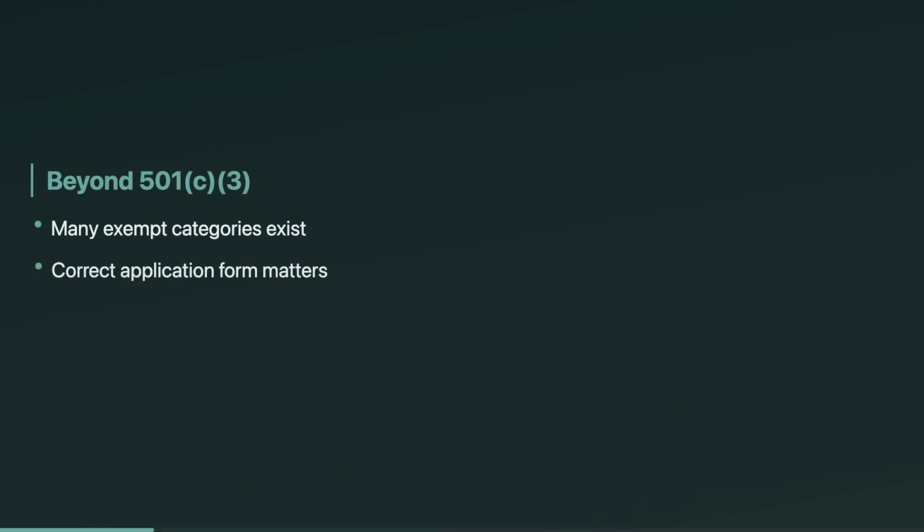On the EA exam, they'll test that tax-exempt doesn't automatically mean 501(c)(3). Lots of organizations are exempt under other 501(c) categories. The big practical issues are which application form they use, what activities they're allowed to do, especially lobbying and politics, and whether donors get a charitable contribution deduction.